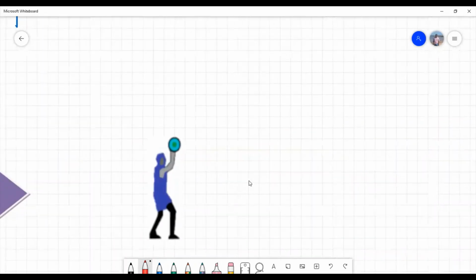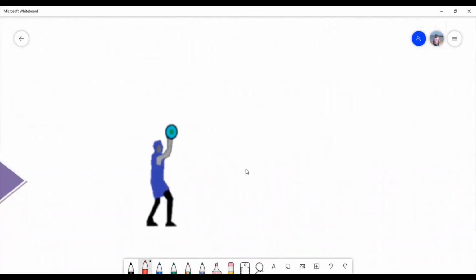Either way can differ. Let us take this example. Suppose this man is throwing this ball with some velocity u. What happens? This ball will rise up and somewhere its velocity becomes zero. This is called the highest point.